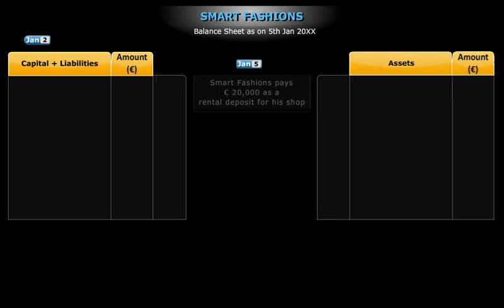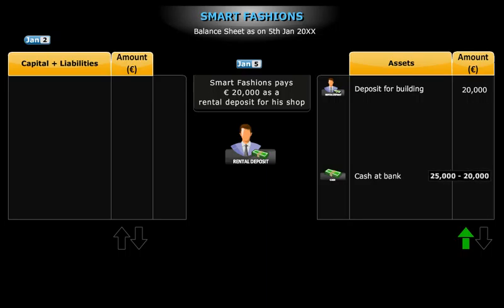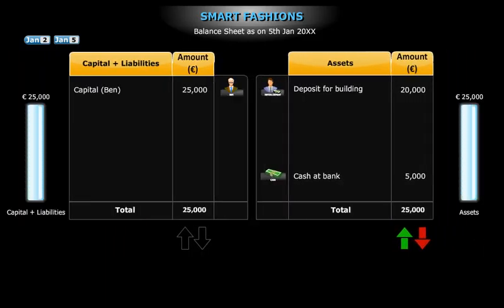On 5th January, Smart Fashions pays €20,000 as a rental deposit for his shop. A new type of asset, deposit for building, appears in the accounts. This increases the total assets. However, the reduction in the bank balance decreases the total assets. Again, both sides of the balance sheet total €25,000.